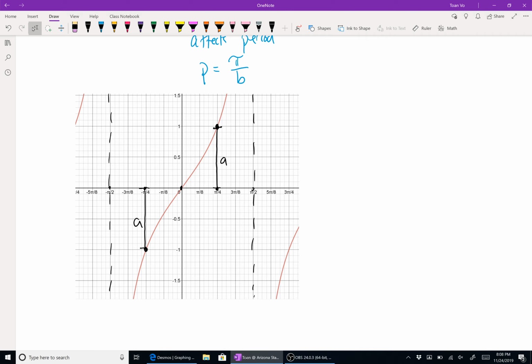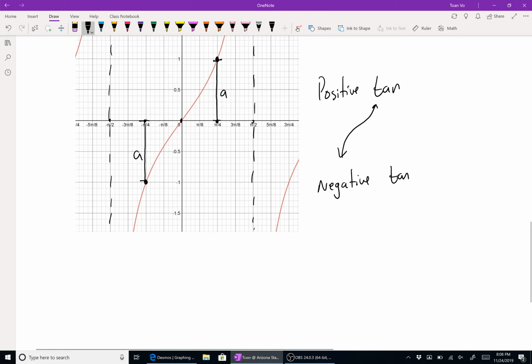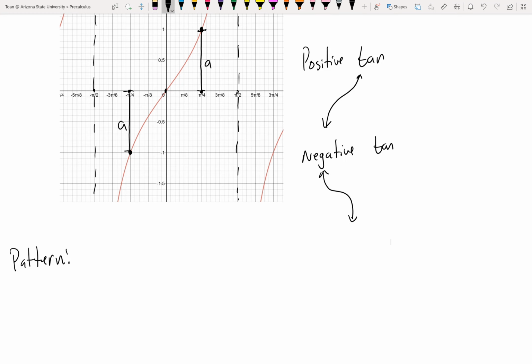Last but not least, we need to know the shape. So for a positive tangent, we can just see that one cycle will look something like this. So a negative tangent should be the exact opposite. The reason why I'm harping on the shape is because the pattern will be the same no matter if you have a positive or negative. So when it comes down to sketching, knowing the shape is critical.